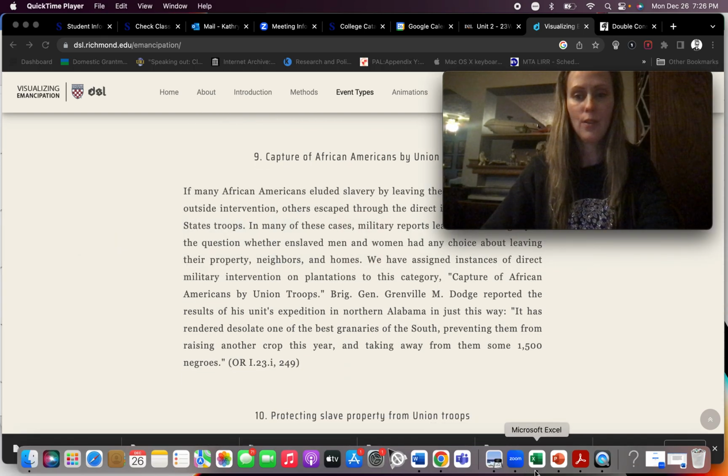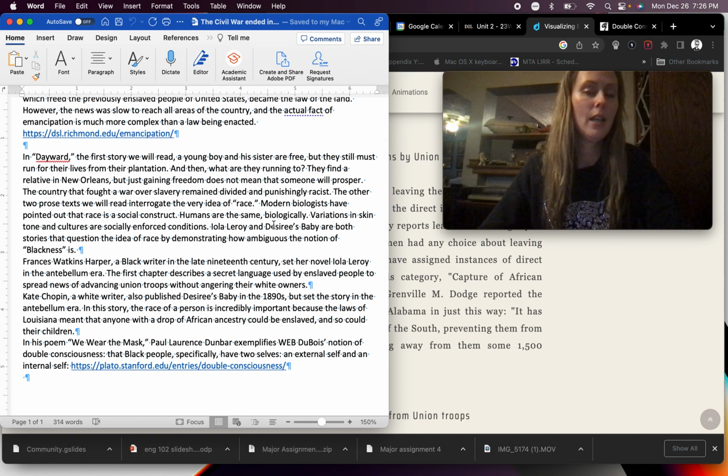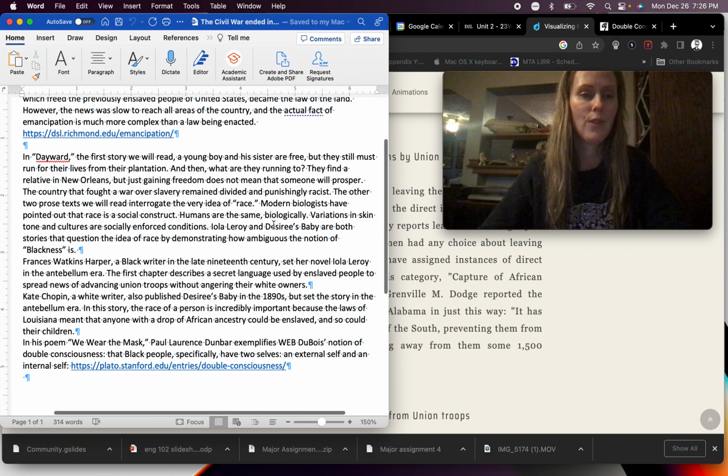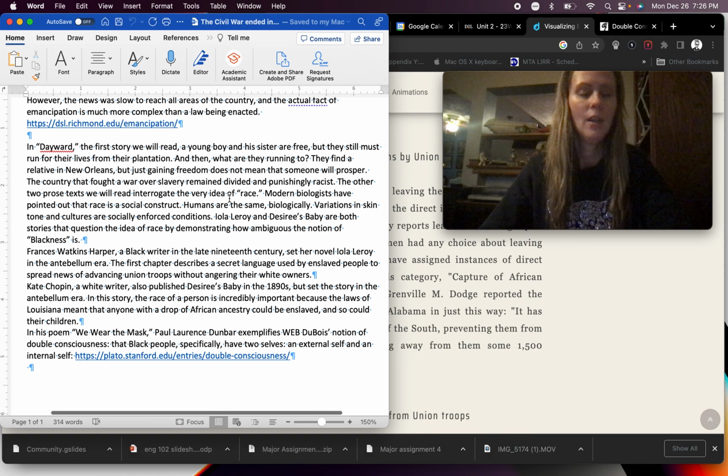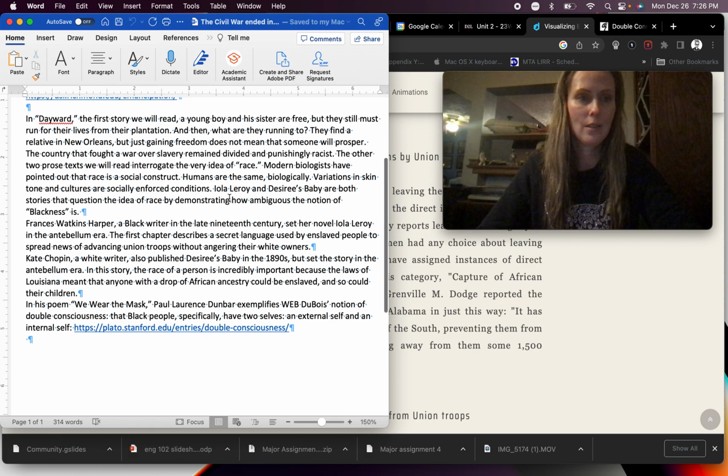Civil War. And the first story that we are reading this semester is called Dayward. And in it, a young boy and his sister are free, but they still must run for their lives from their plantation. And then the question is, what are they running to? They find a relative in New Orleans, but just gaining freedom does not mean that someone will prosper. The country that fought a war over slavery remained divided and punishingly racist.